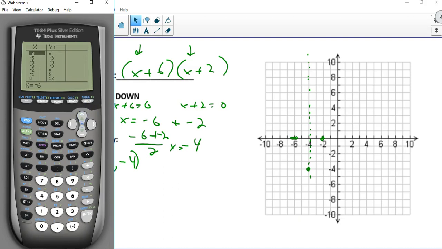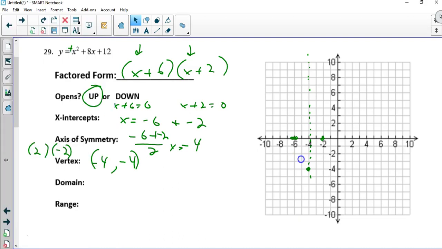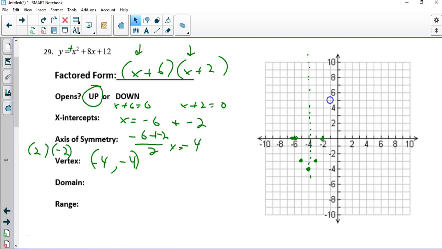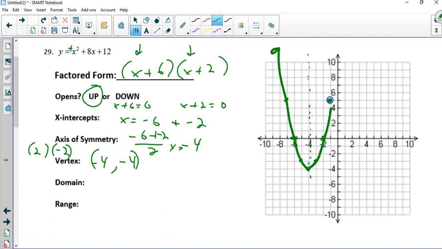So there's some nice points I can get. It's negative 6, 0 I've got. How about negative 5, negative 3? And negative 3, negative 3. And if I want another one up higher, how about negative 1, positive 5? And negative 7, positive 5. And that gives me a really nice idea of what this parabola is going to look like.